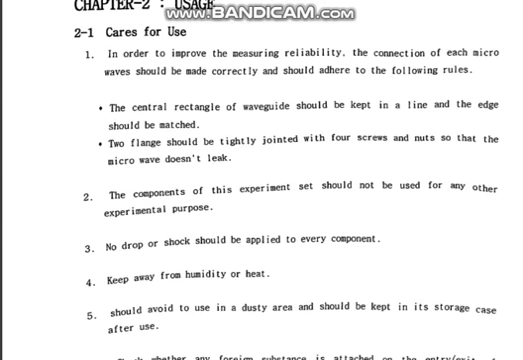And that is the care of use for this waveguide. First of all, in order to improve the measuring reliability, the connection of each microwave component should be made correctly and should adhere to the following rules. So there are some safety issues we have to keep in mind. The central rectangle of the waveguide should be kept in a line and the edges should be matched. Two flanges should be tightly joined with 4 nuts so that the microwave doesn't leak. So you have to keep the connection quite tight so that it isn't leaked.